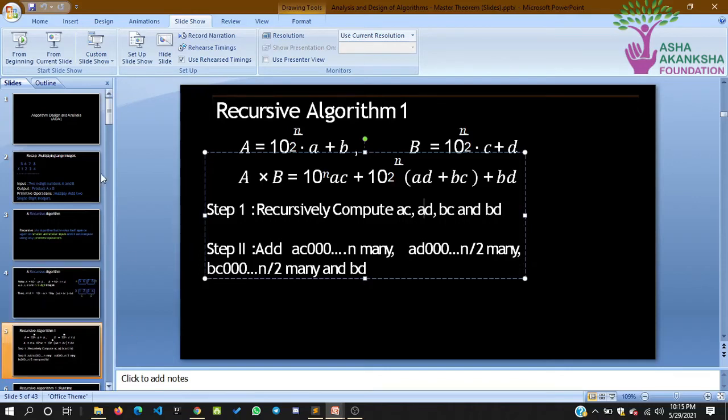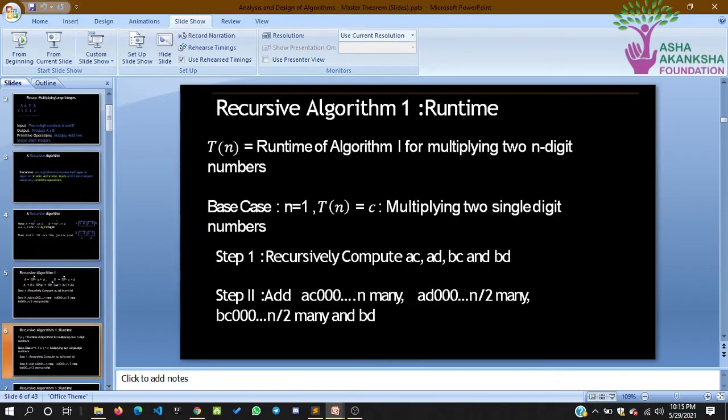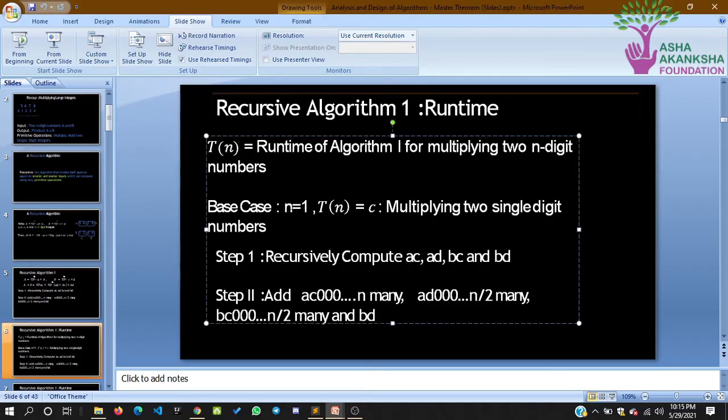So this is the thing. Now I will be discussing the time complexity of this algorithm, the runtime for multiplying two n digit numbers. Our base case was that we have to multiply two single digit numbers. So if we specify that particular base case, we can just use n equal to 1, that is, multiplication of two single digit numbers, as the base case.